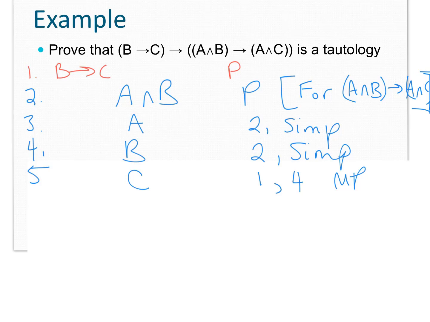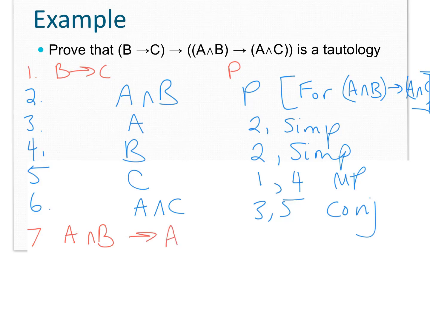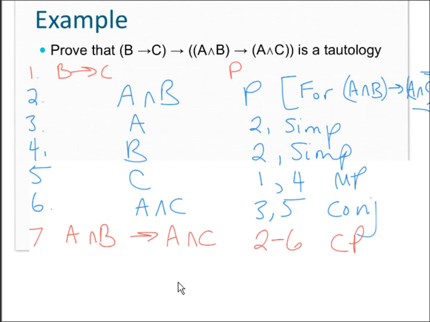Aha, well, I just need to get A and C, and check it out. I can do that now using the conjunction rule. I could say A and C based on lines 3 and 5 and the conjunction rule. And now I have indeed started with A and B and concluded A and C, so now I can outdent and say A and B implies A and C, and that is based on lines 2 through 6, not 2 comma 6, and the conditional proof rule. And check it out, we are golden again.